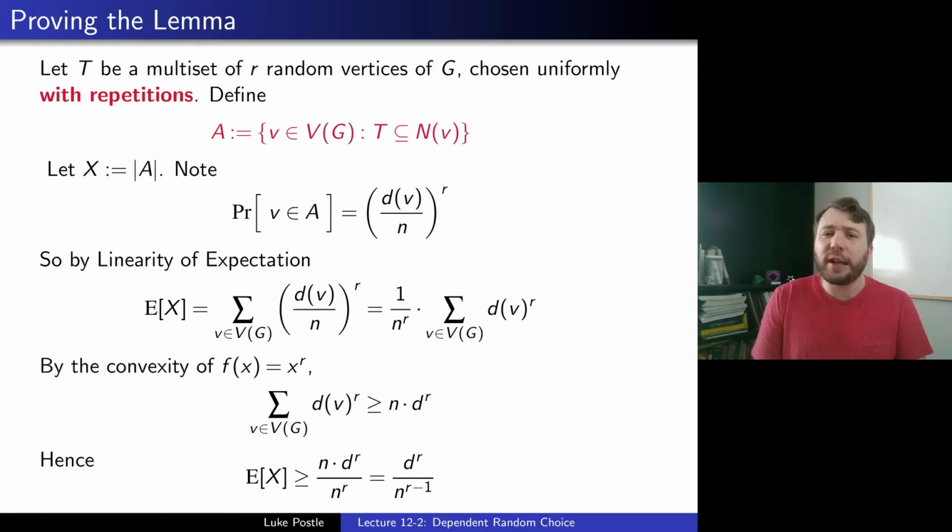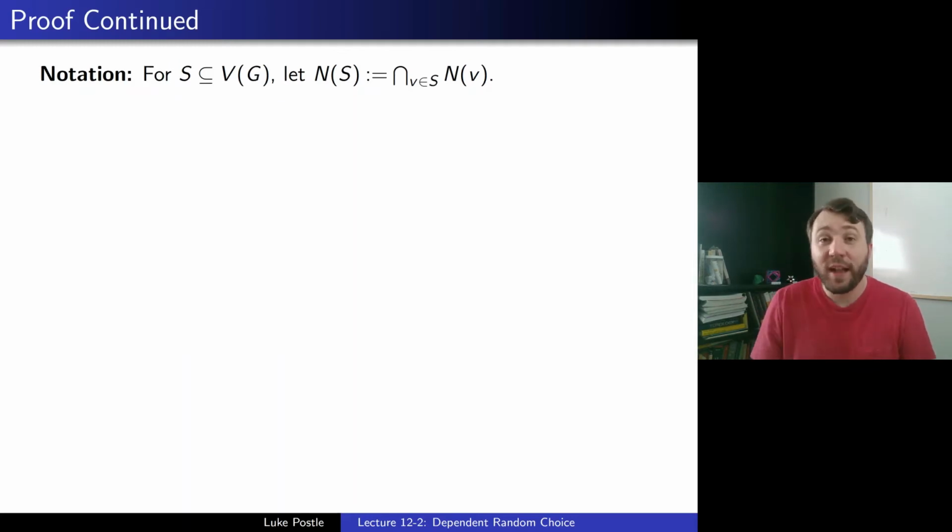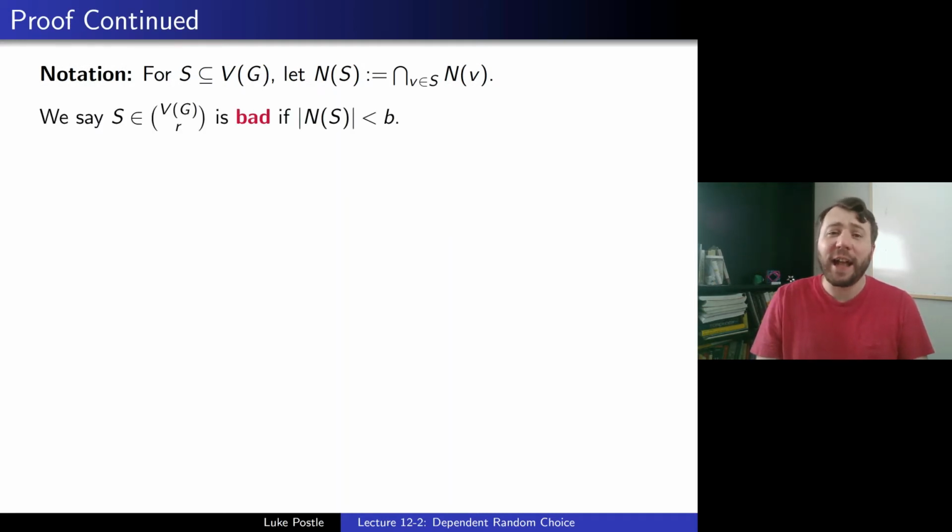But now we have to worry about maybe the set A doesn't actually have that property that all the subsets have many common neighbors. So we're going to proceed, just for notational purposes now, for a subset S of V(G), I'm going to let N(S) be those common neighbors, so the intersection over v in S of N(v). And now we can proceed to discuss those r-tuples with few common neighbors. So we say S in V(G) choose r, so an r-tuple, is bad if N(S), that's the common neighbors, the size thereof is smaller than b.